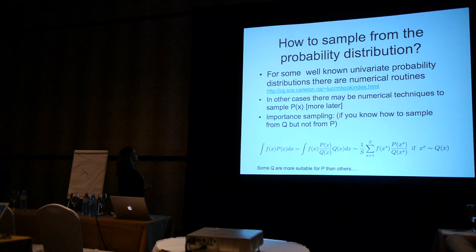Let's say that you don't know how to sample from P, but you know how to sample from Q. And then you just say, well, I need to do this integral, so let me just multiply and divide by Q, and then just do my Monte Carlo this way. And then now I need to sample my exact sample of X from Q and not from P, which is what I know how to do.